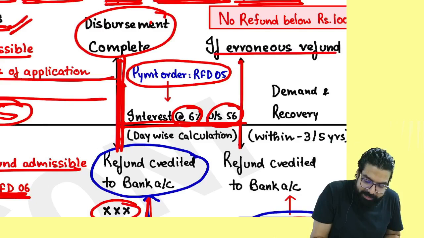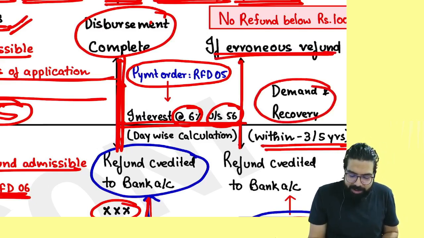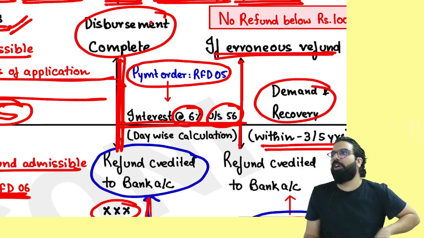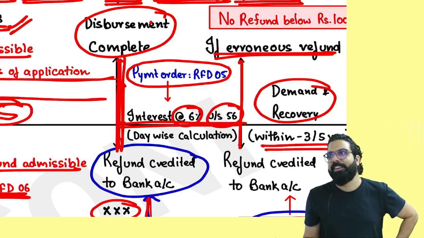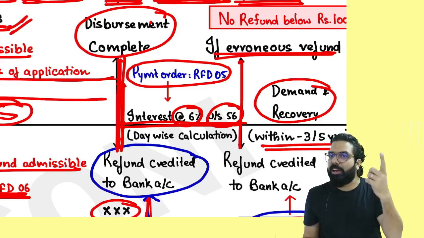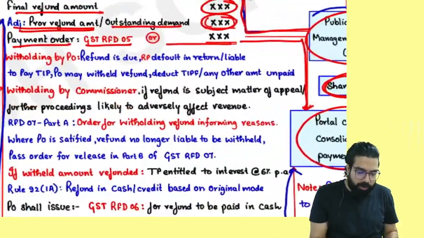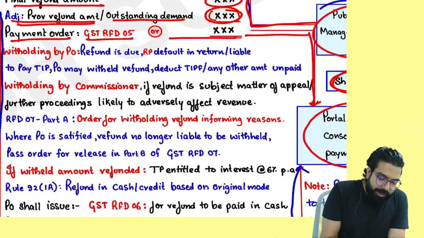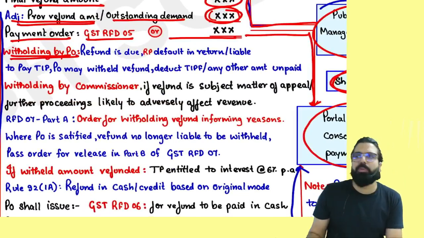If the refund is an erroneous refund, then I'm connecting to demand and recovery. They can demand and recover from you within the next 3 years or 5 years. If the refund was given to you in cash, you have to return the money also using your e-cash ledger. Can I go ahead, everyone? Everyone over here now, listen. Withholding of refund by the proper officer. What is withholding of refund?